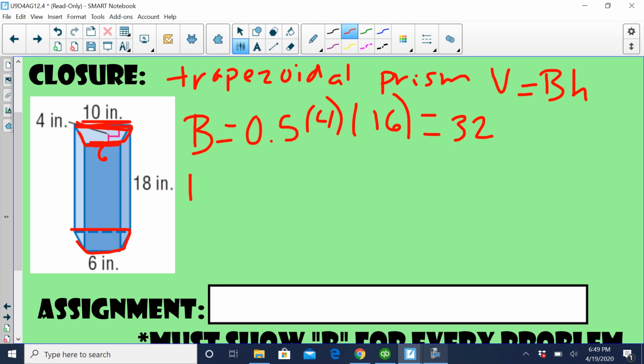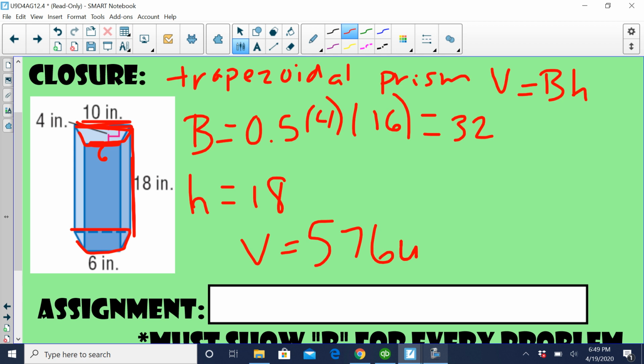H is going to represent the height of the prism. Once again, it's a number that can't be on the bases, so it's not on either trapezoid. That means the height here has to be 18. So to find the volume, I'm going to take 32 times 18, and I end up with 576 inches cubed.